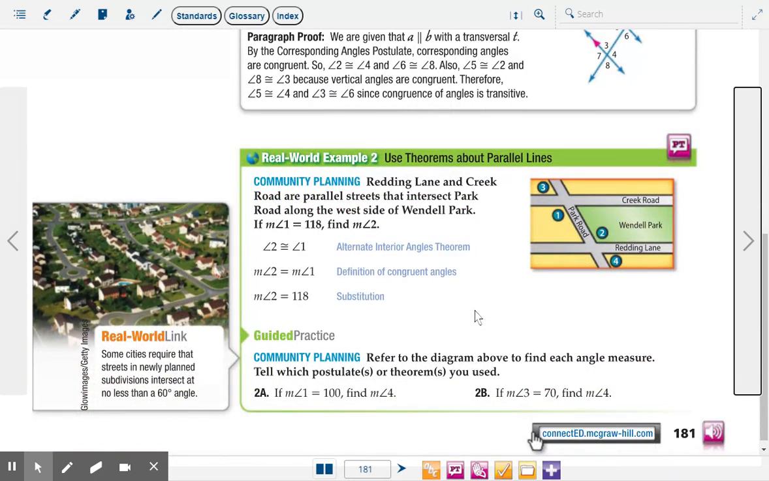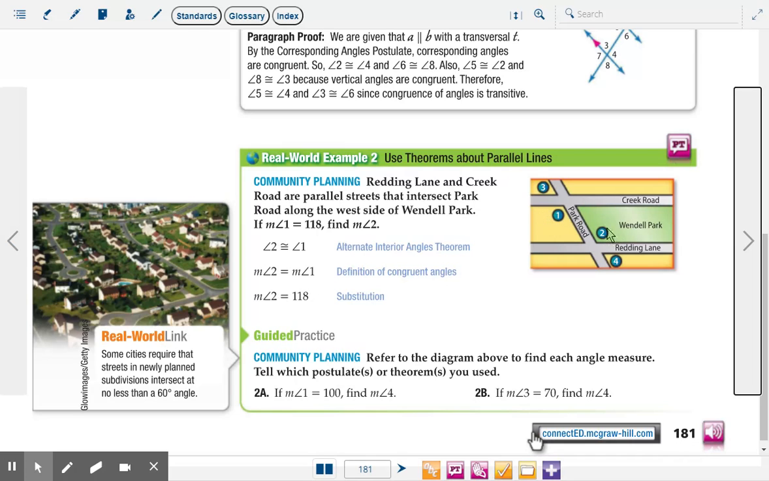down here, the real world problem. It says Reading Lane, which is this one, and Creek Road, which is this one, are parallel streets. And Park Road intersects them. Park Road would be the transversal. It says if the measure of angle 1 right here is 118, find the measure of angle 2.